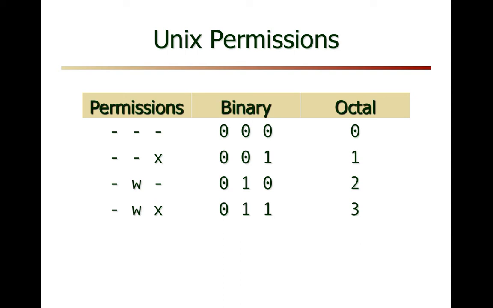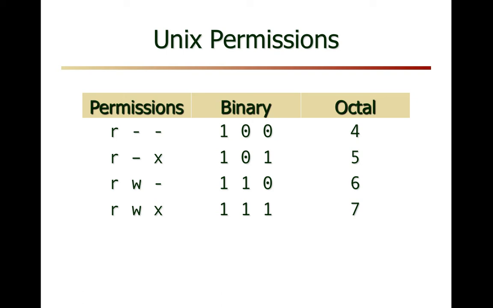Then we have the second position, the write, with everything else off, that's a 2. And then we just increase it. And then we have the WX, well, that's a 3 from the 0, 1, 1. We're converting binary to octal is what we're doing. Continuing a little bit further, we go as high as 7, because we can go as high as a binary 1, 1, 1. So if you want to give everyone everything, it's 777.